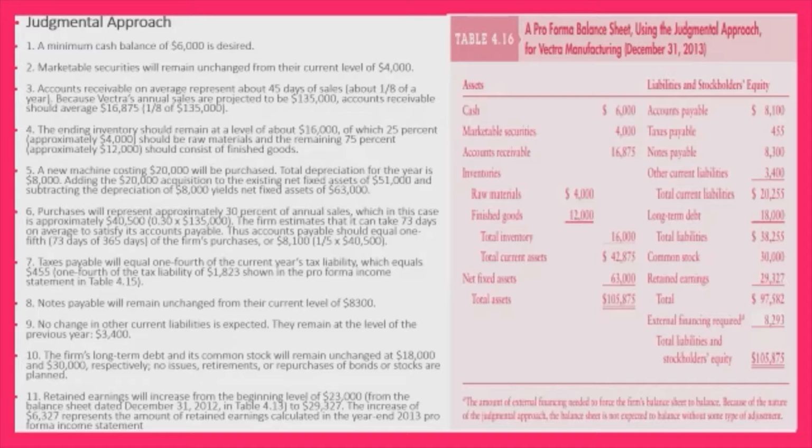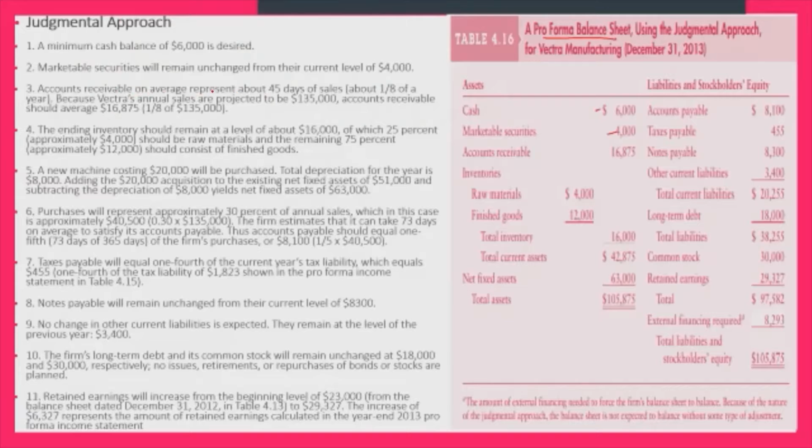Now let's look at it. Stick with me. So we are given the information, right, based on judgment. A minimum cash balance of 6,000 is desired. Maybe this is what you need for emergency, right? 6,000. So we're preparing a pro forma balance sheet. Marketable securities will remain unchanged. We know what we're dealing with, current assets. So marketable securities is 4,000.